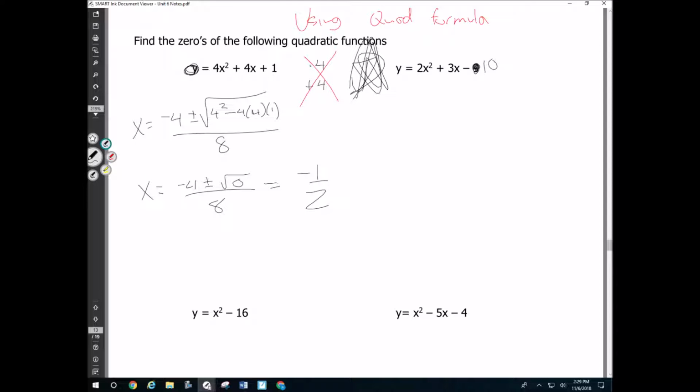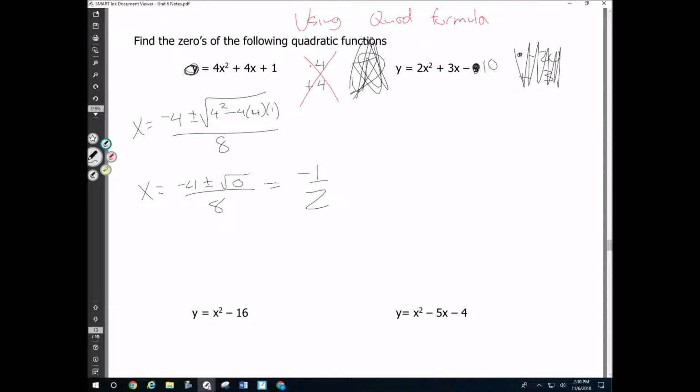2x squared plus 3x minus 10. I can't factor this. There are not two numbers that multiply to get negative 20 and add to get positive 3. They don't exist. Factoring isn't going to help us. But the quadratic formula will. Everybody do the one on the right. You are not going to get nice answers.